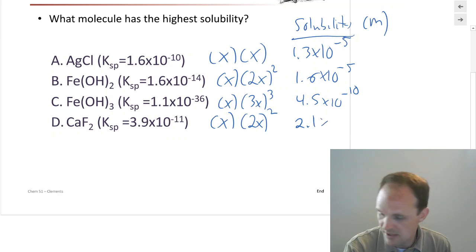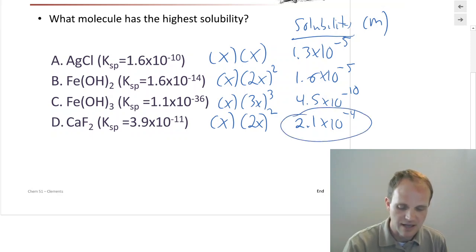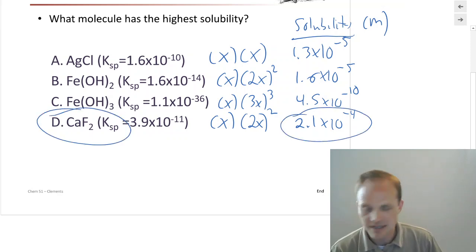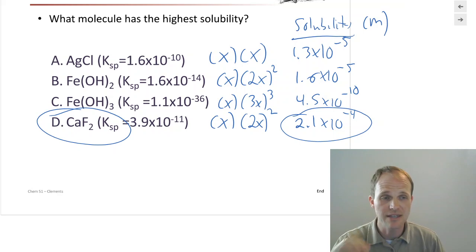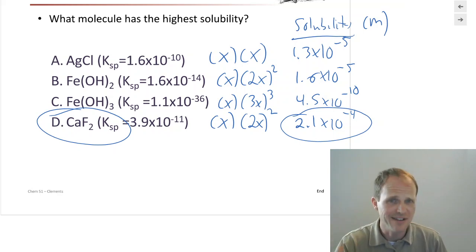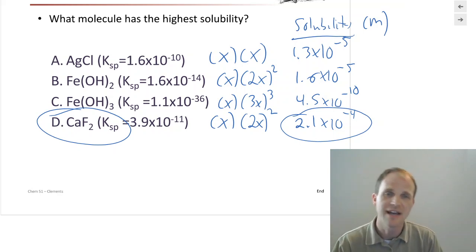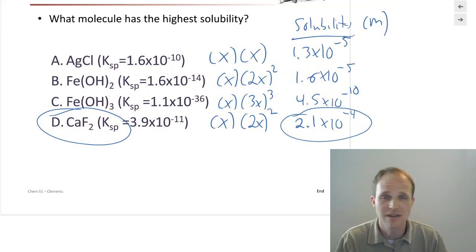Here I get 2.1 times 10 to the minus 4th. So even though I've got a 10 to the minus 11th there as my KSP, I end up with that one having the highest solubility, and we get calcium fluoride having the highest solubility in that one. So in this section, we've defined solubility as, hey, it's not 0 dissolving, it's some dissolving, sometimes really small, like 1 molecule in a mole, whoa, and sometimes bigger, right? 10 to the minus 4th molar. That's not unreasonable. We run across those kinds of concentrations when we do experiments.